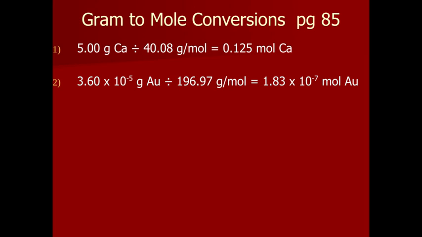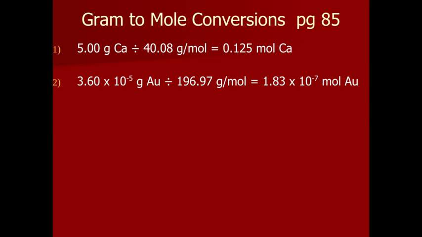Number 2, 3.60 times 10 to the negative 5th grams of gold. That is Au for gold. I look up gold, or Au, on the periodic table. It is also a transition metal. The mass of that gold is 196.97. So I take 3.60 times 10 to the negative 5th.